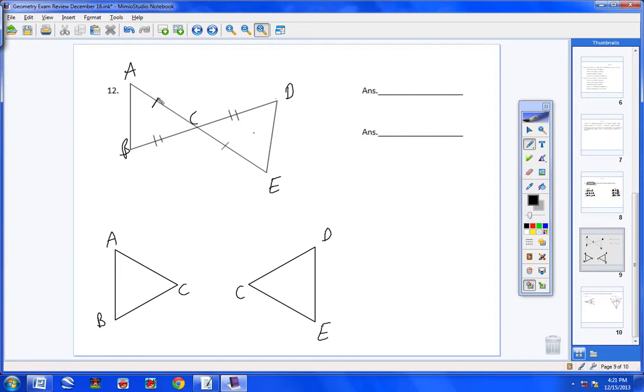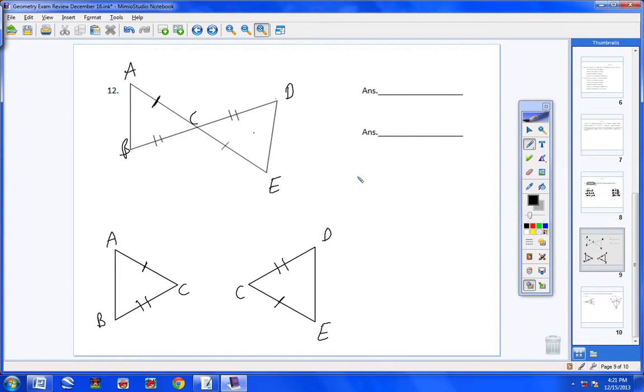And notice there was one mark here, so I'll put 1 mark here. There were 2 marks here, so I'll put 2 marks here. There's 2 marks right here, so I'll put 2 marks here. There's 1 mark here, so I'll put 1 mark here. Now, can we state that these 2 triangles are congruent? Well, students, yes we can.